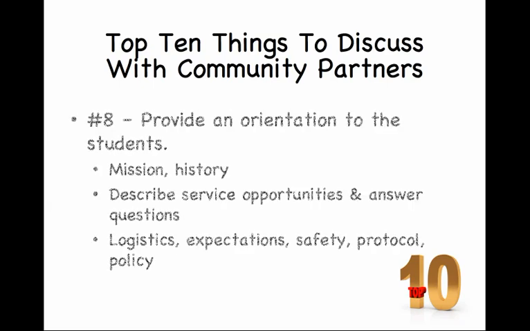You'll also want the community partner to provide an orientation to the students that describes the mission and history of the agency, as well as describe the service opportunities that the students will be engaged in and answer their questions. The partner also needs to go over logistics, expectations, safety, protocol, and other kinds of policy.